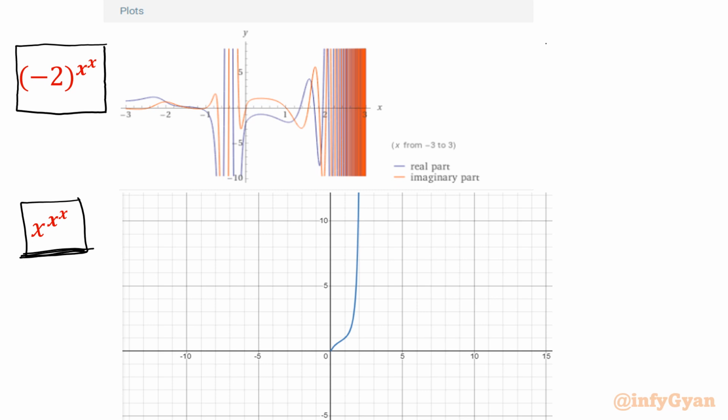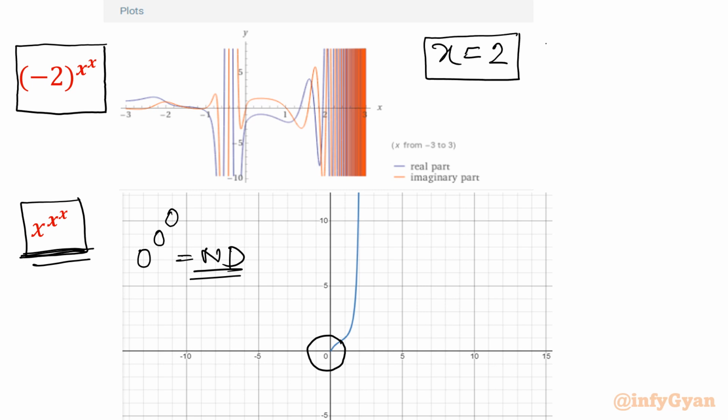So the point is this much only. That is why you can see the graphs are like this, real and imaginary separate. And here in the second case, you can see the graph is only reflecting the real part, not the complex part. And one more thing, it is not defined at x equal to 0. 0 raised to the power 0 raised to the power 0 is not defined. Okay, so x equal to 2 is our only solution for the given exponential equation.